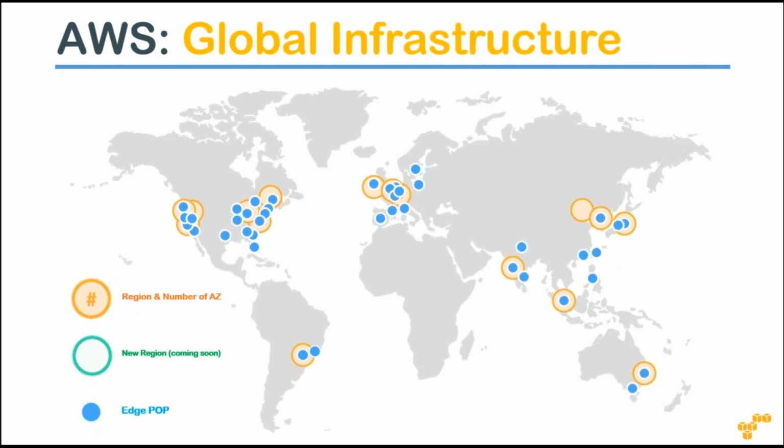Each of those orange circles, you must remember that that is a region. A region is a physical location where Amazon is present in the world, and in each region there might be more than one data center. So that is why there is a number there with a hashtag, and that says whether that region has one data center or two data centers or three data centers. Usually there is a minimum of two data centers.